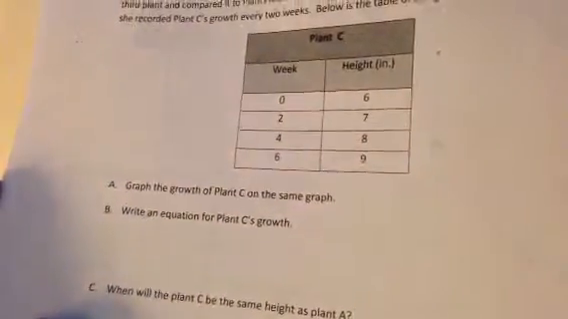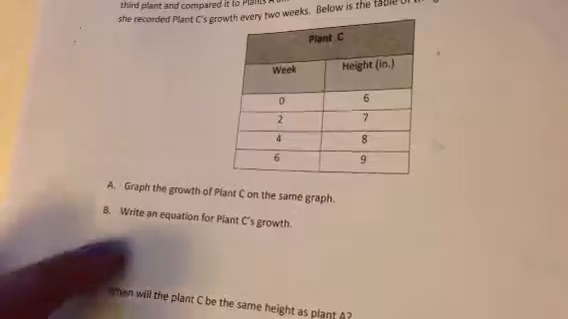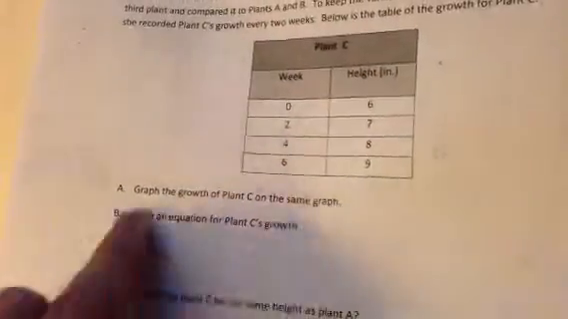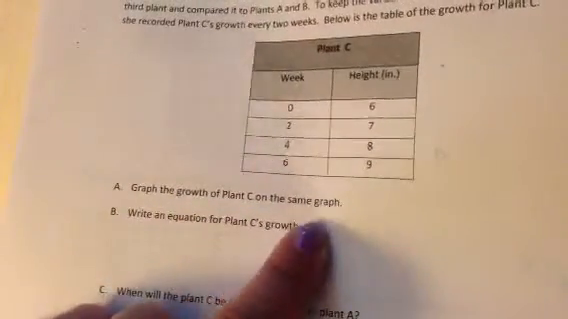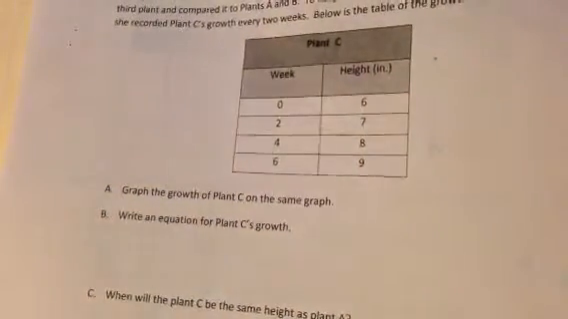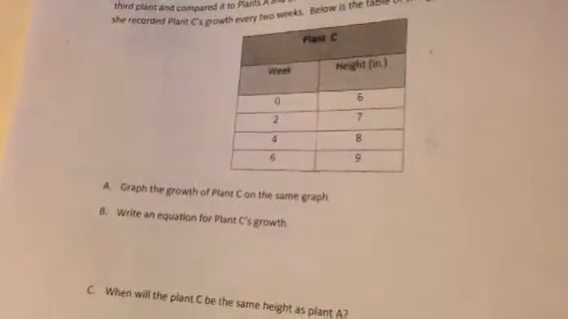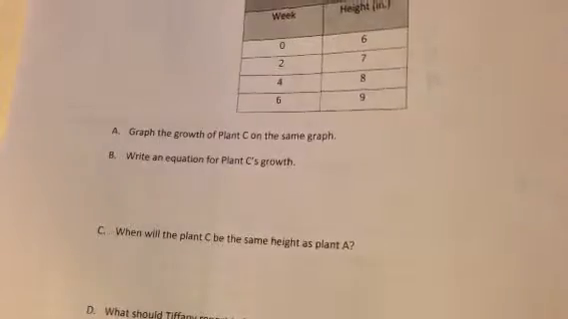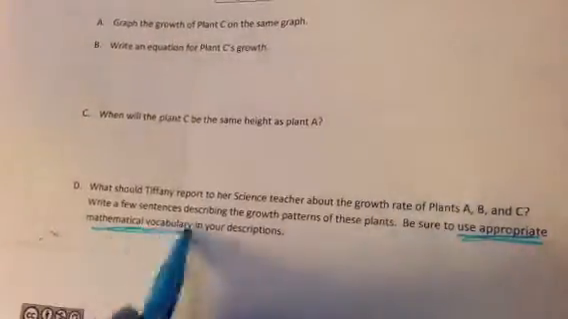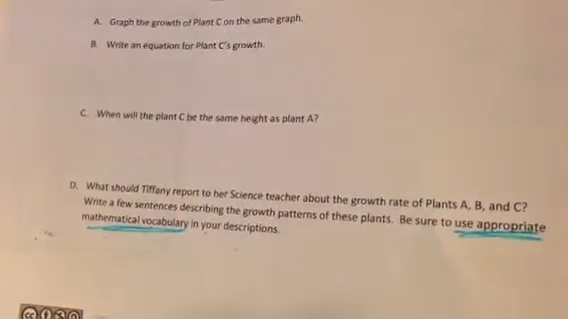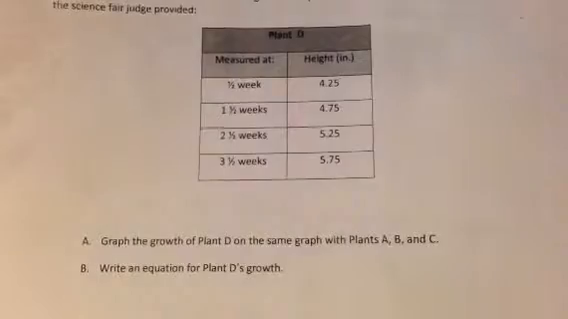When you move on into the other parts of the assignment with Tiffany's plants, just make sure that you're following the specific directions. When it says graph the growth of plant C on the same graph, I mean on the graph that's on the front of this assignment. And also pay attention to how the questions are worded, particularly in Part D. Making sure that you're using math vocabulary in your descriptions and you're writing meaningful descriptions. I expect good quality work today, even though I'm not there to assist you.